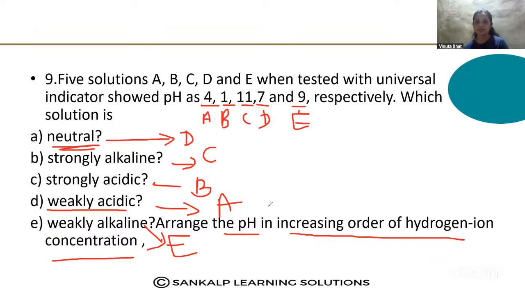Okay, so which one is the first one? That is having the pH 11, C. Then 9, E. Then it is the neutral, that is 7, D. Next one, the solution A. And next one, solution B. Okay, this is the increasing order of hydrogen ion concentration, that is H plus ion concentration. Okay, I hope this question is clear.